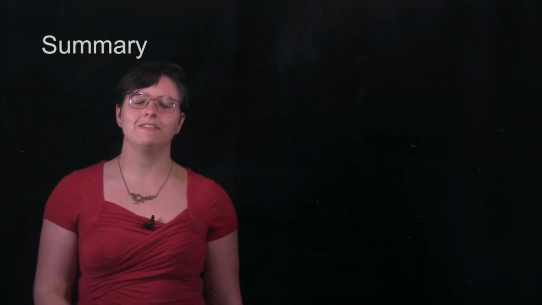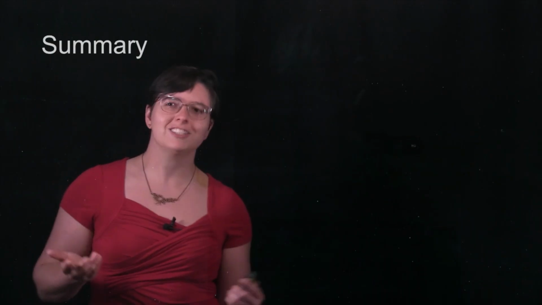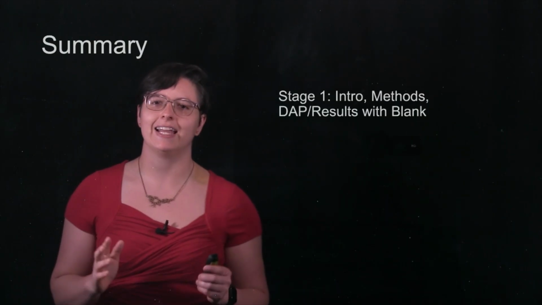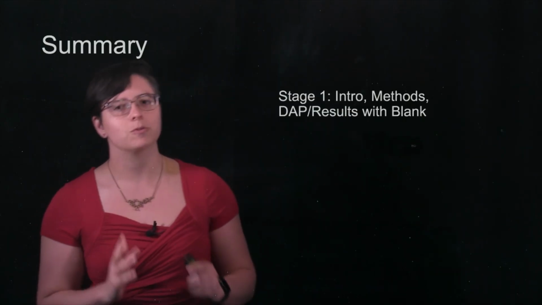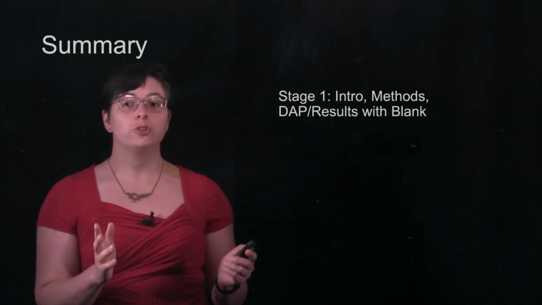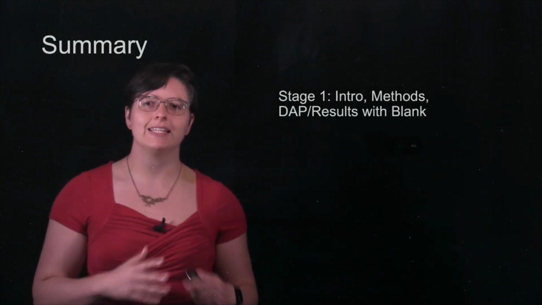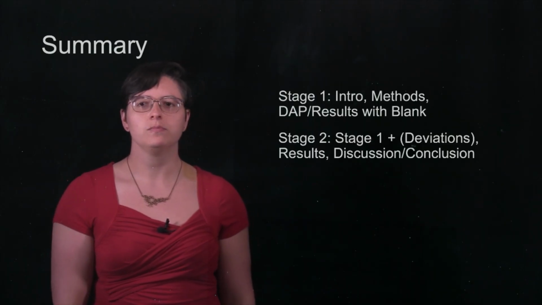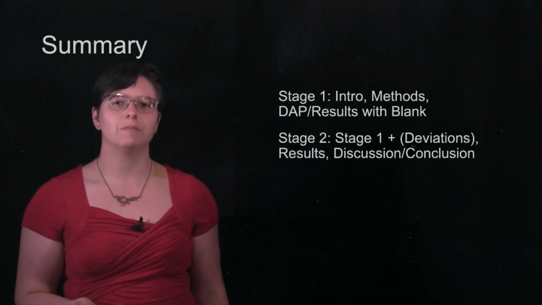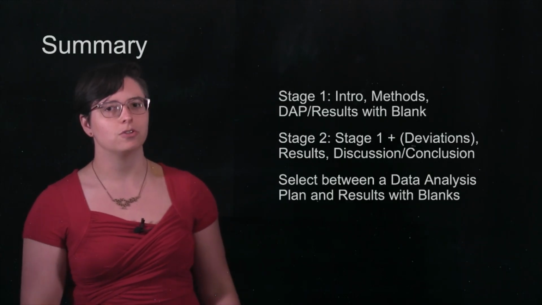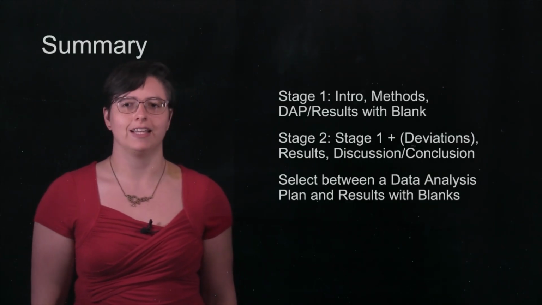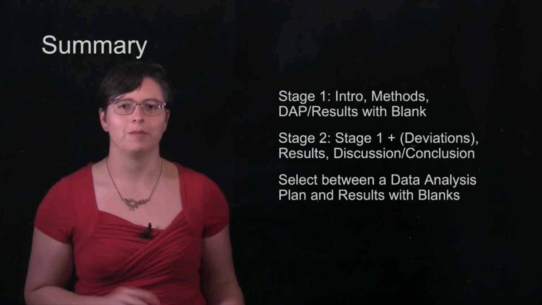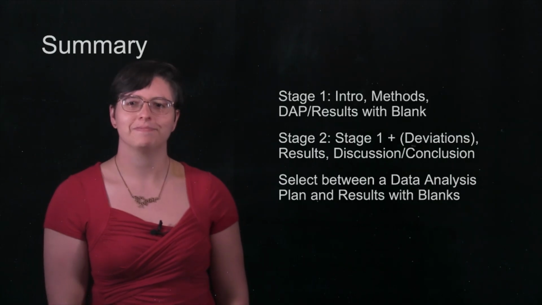In summary, the sections of the Stage 1 and Stage 2 manuscripts largely align with traditional papers. Stage 1 has an introduction, methods, and data analysis plan or results section with blanks. Stage 2 is the stage 1 manuscript plus a deviation section, results, and discussion and conclusion. We recommend selecting between a data analysis plan and a results with blanks early in the writing process. There are pros and cons to each, so you can select based on your current project. Our lab has done both.